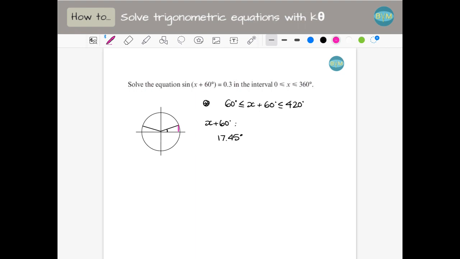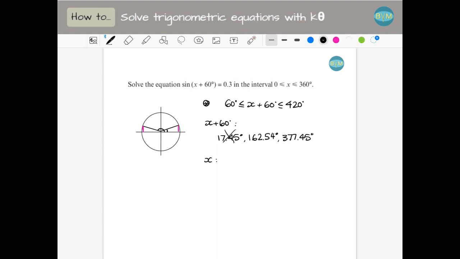So this angle here has the same sine. And this angle here is 180 minus this bit, which is symmetrical, which is 17.45. So that first angle is going to be 162.45. The next one will be when I go around 17.45 more, so 360 and 17.45, which is 377.45, and the next one will be one whole turn and this bit, and it's over 420, so that doesn't count, and this one doesn't count because it's not in the interval. So I have two solutions in my interval, and now what I'm going to do is to find x.